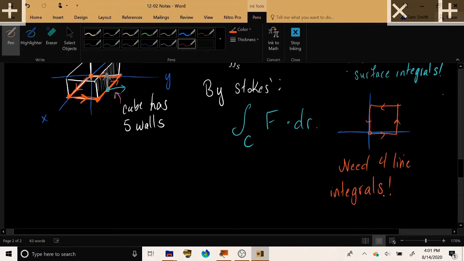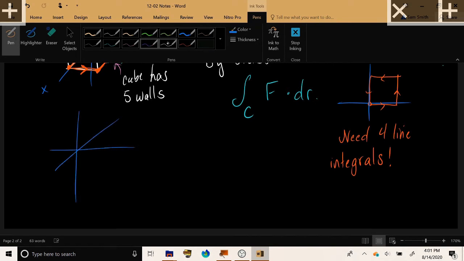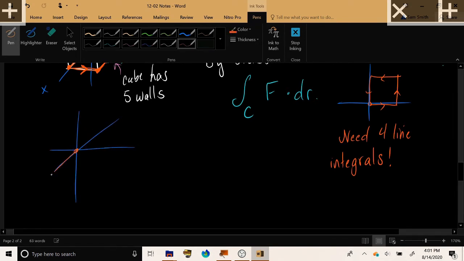So the idea is to use Stokes' theorem one more time. We redraw our boundary. Stokes' theorem says, hey, that line integral over C, which would be so complicated, can be replaced by a surface integral.